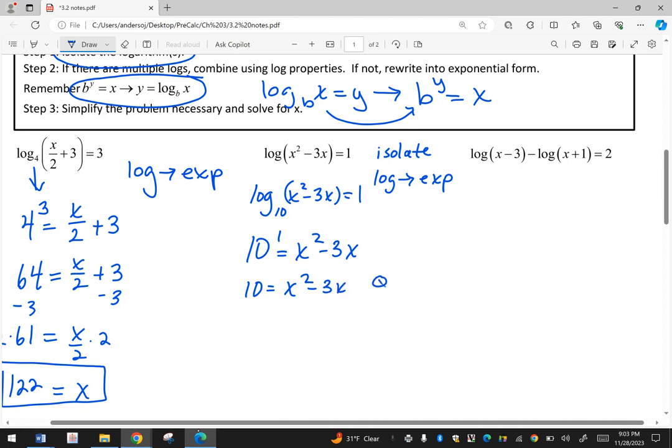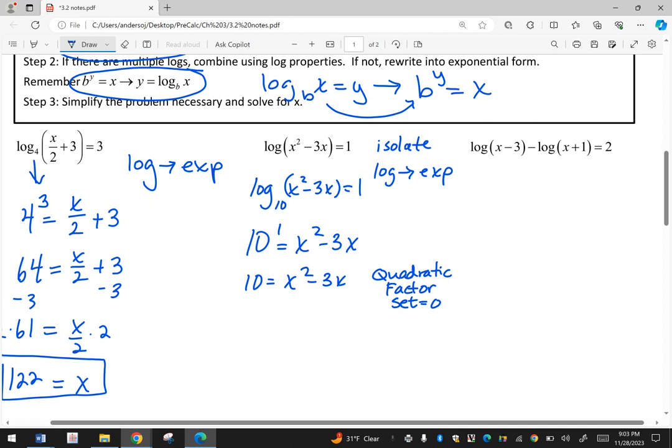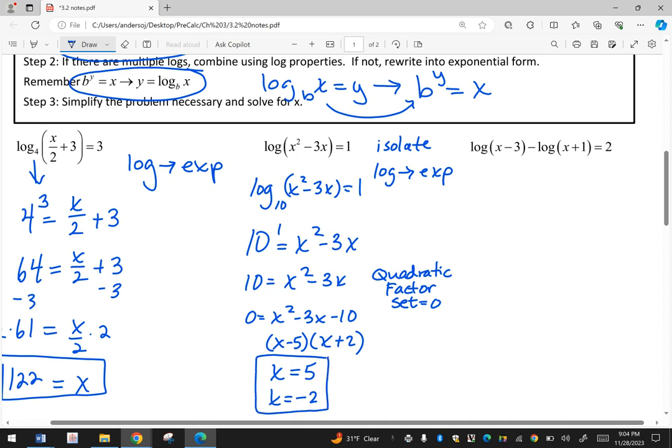Well, here what we have is a quadratic. In order to solve a quadratic, the easiest method is to factor. If we need to factor it, it must be set equal to 0. So here I will move that over. Factors of 10, that will give me -3. And my solutions to this problem would be 5 and -2.